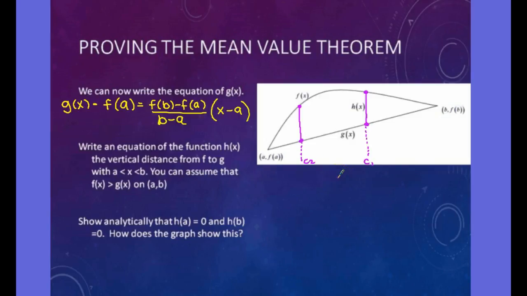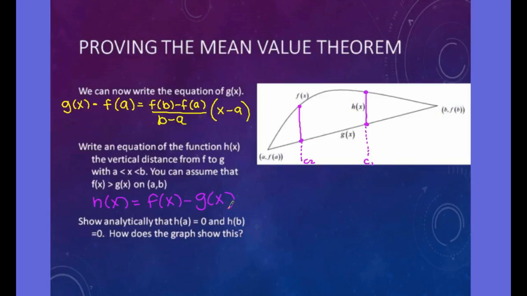So it's fair to generalize that h of x as a function will be f of x minus g of x, always. Because f of x is always higher than g of x, so the distance between them is always going to be how much higher f is than g. Okay, so h of x is always f of x minus g of x.